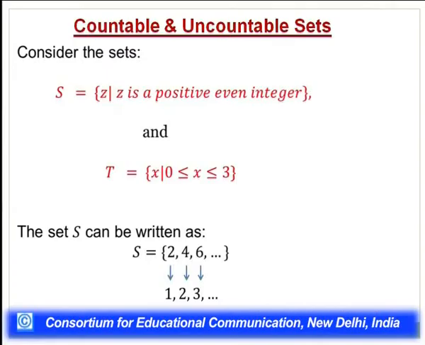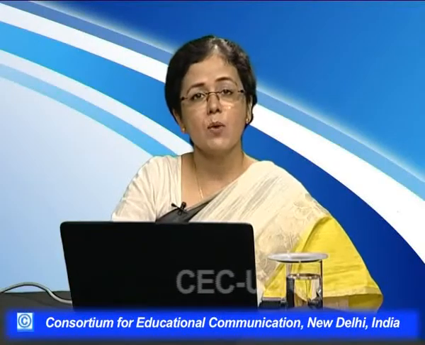So if you look at the way I have written down things here, the set of natural numbers is 1, 2, 3, 4 and so on. So now the natural number 1 stands for the element 2, the natural number 2 stands for the element 4, the natural number 3 stands for the element 6, and so on. So this way we have established a one-to-one correspondence.